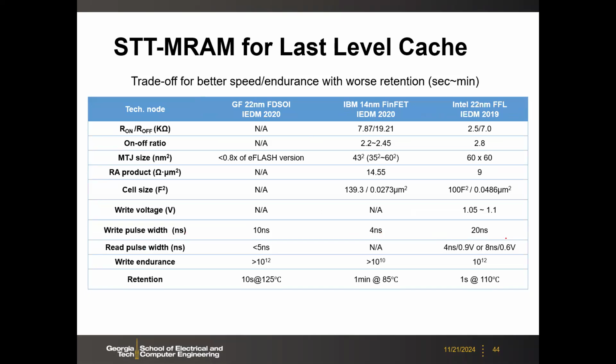If you really want to use it for the last level cache, you need endurance even more than this. You need even 1E14 endurance. In that case, you have to sacrifice the retention. You see the retention degrade to seconds or minutes in those cases. As I said earlier, Intel just changes the cell size, and they can satisfy 2 applications on the same platform.